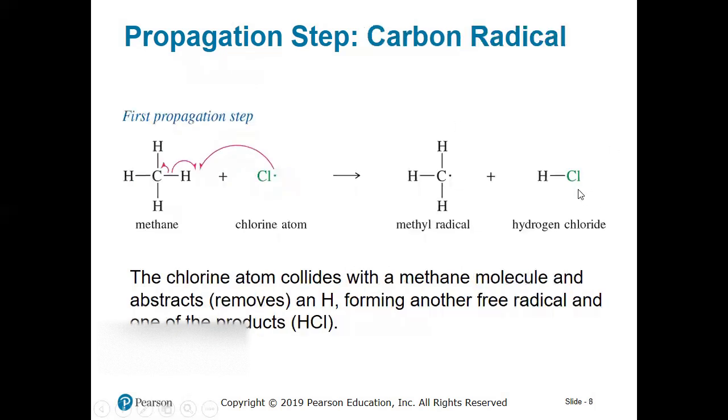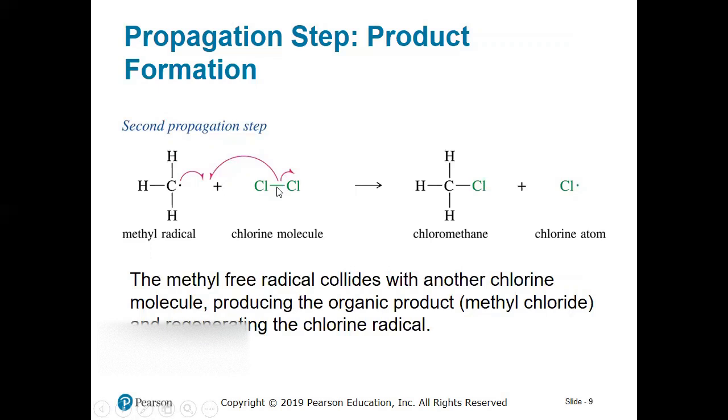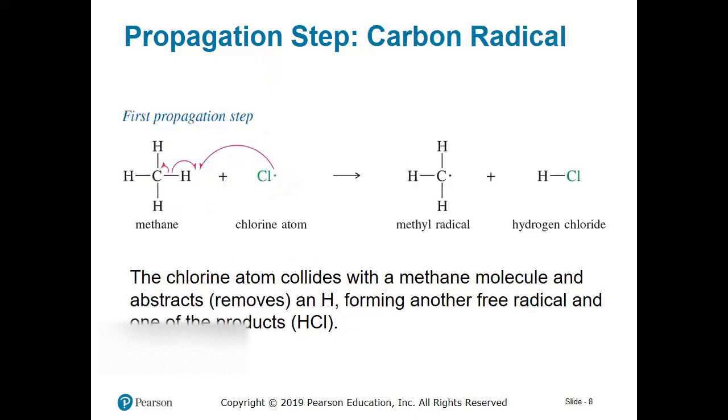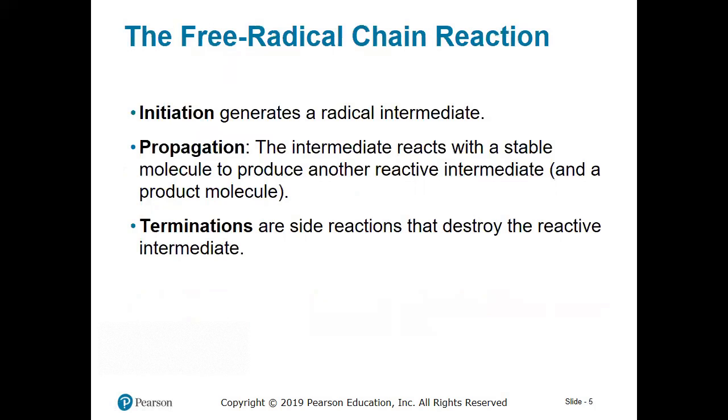And this Cl radical goes back and finds another methane to give you a methyl radical, and the methyl radical finds another Cl2, and so on. So the cycle keeps going until it consumes the reactants in this reaction. That's the second step, propagation.